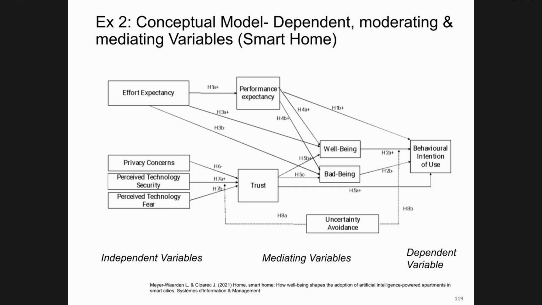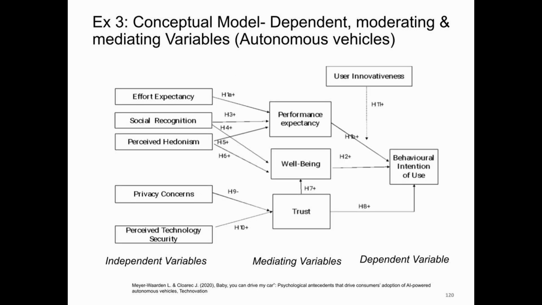intention to use. And we have a moderating variable, which is uncertainty avoidance. So the more customers want to avoid uncertainty, the link between well-being and behavioral intention should be decreased. And the lower this tendency of uncertainty avoidance, the higher should be the impact of well-being on behavioral intention to use. Conceptual model about autonomous vehicles adoption.